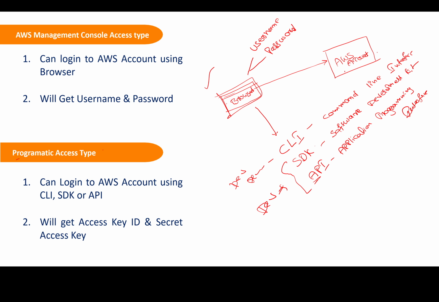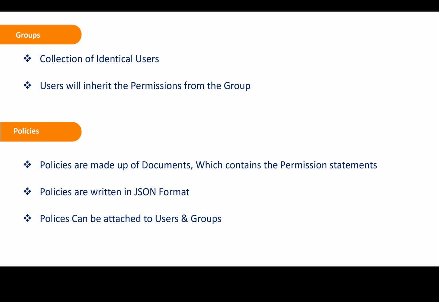So basically, the programmatic access type is required to communicate with the AWS account with the help of code or commands. I will show you both types of access, but whatever you can do using the management console access, the same thing you can do using the programmatic access type. Instead of using the browser or a graphical user interface, you have to use commands in the programmatic access type, right?